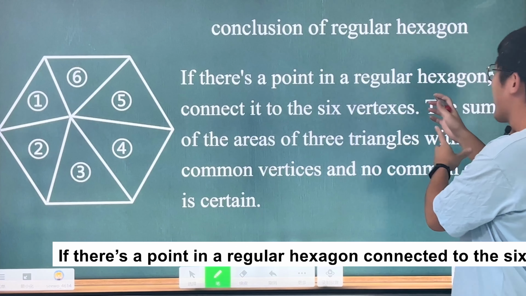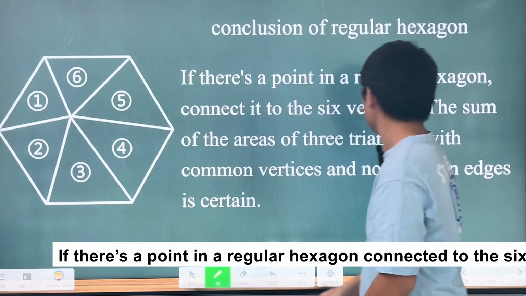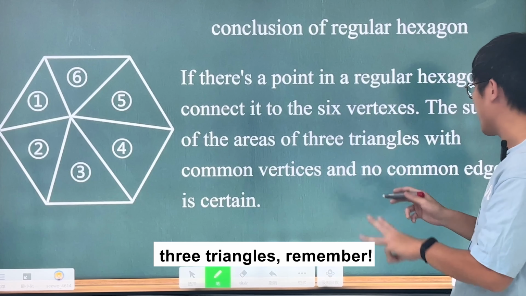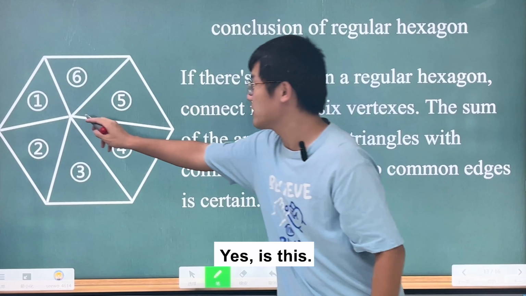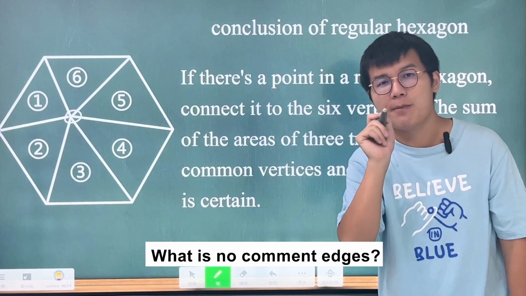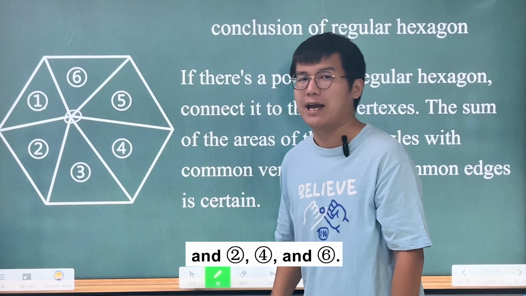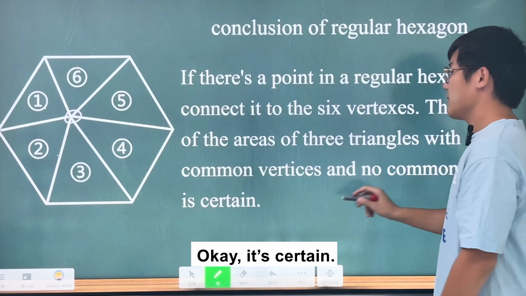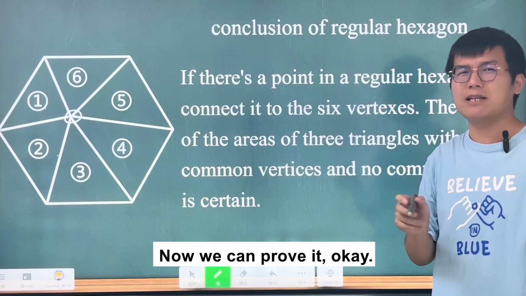If there's a point in a regular hexagon connected to the six vertices, the sum of the areas of three triangles, remember, with common vertices and no common edges. What is common vertex? Yes, it's this. What is no common edges? Yes, which means 1, 3, 5, and 2, 4, 6. Okay, it's certain. Their sum is certain. So, is it right? Now we can prove it.